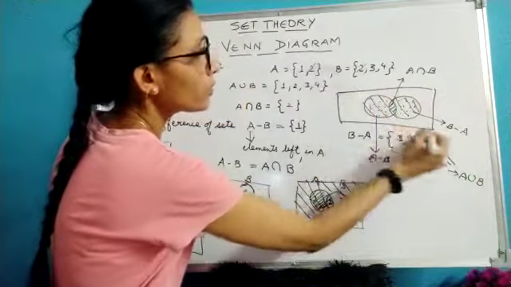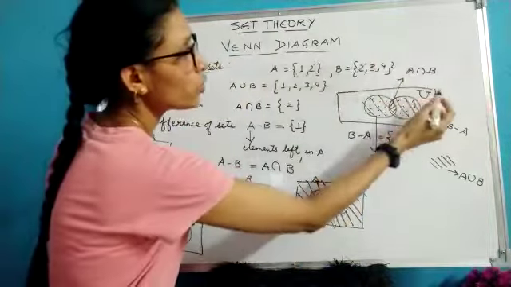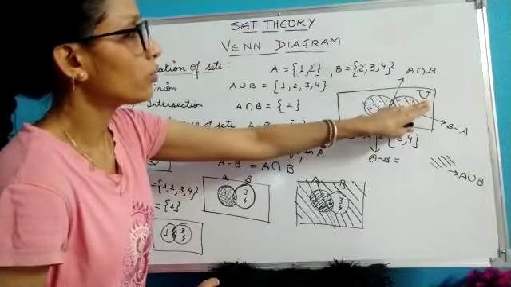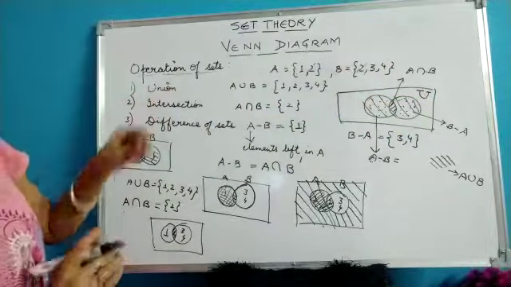This is the universal set, which is represented with a capital U and with two horizontal lines on it, so that we do not misunderstand this universal with this union.